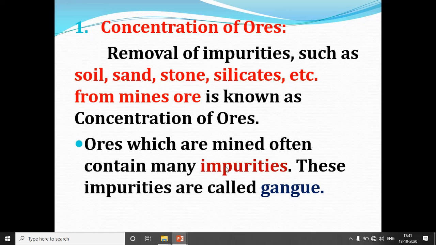These impurities which are present in the ores which are mined are called gangue. So what is meant by gangue? Ores which are mined often contain many impurities. These impurities are called gangue.